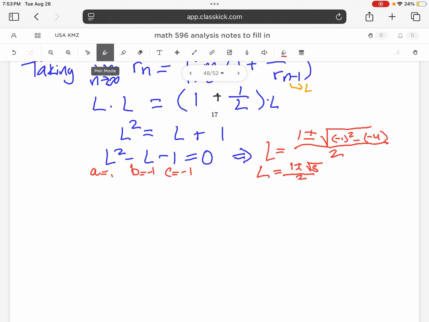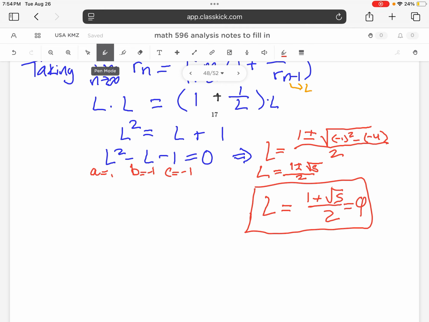And so what that means is that we can throw away the negative root here and say that actually L has to be equal to 1 plus the square root of 5 over 2. Great, that is what we were trying to show, right? And this is what we define to be our phi. That's what we call phi, the golden ratio. Okay, excellent. So that completes our proof, right?